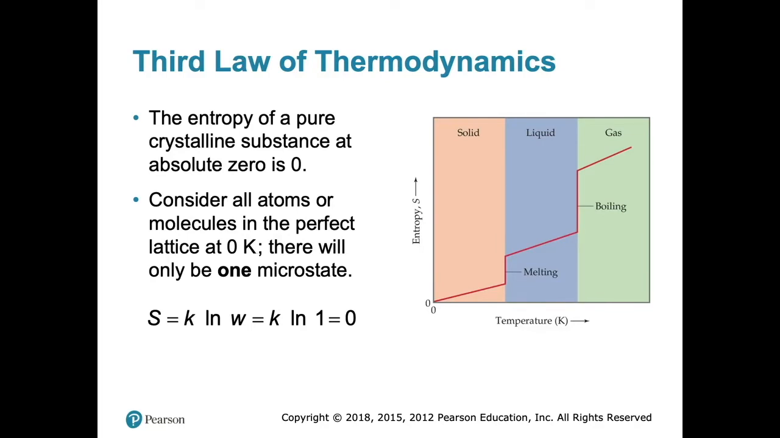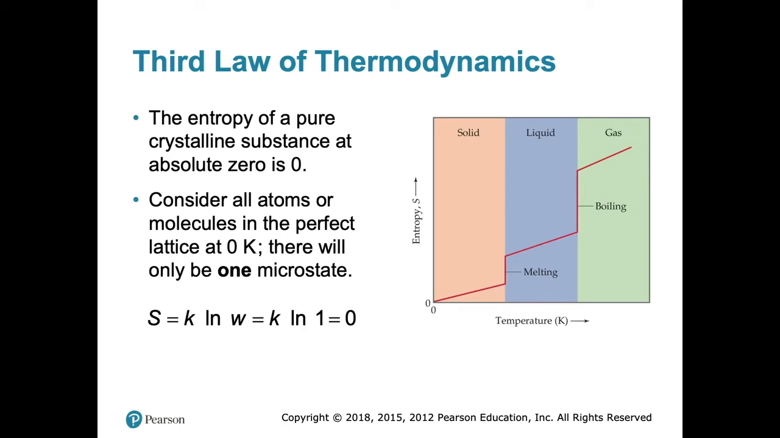Excuse me, 0 degrees Kelvin. There will be only one microstate. So at 0 K the lattice is perfect and there's no molecular movement at all. If there's no molecular movement, the lattice is perfect, and we're at absolute zero, there's only one thing a molecule can do, and that is stay still. Does that make sense?